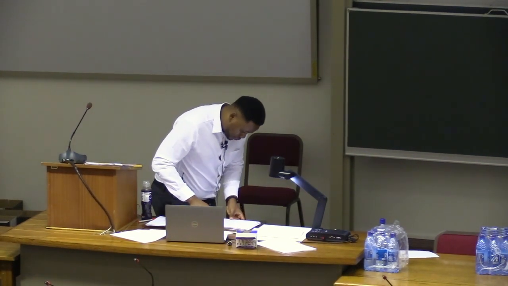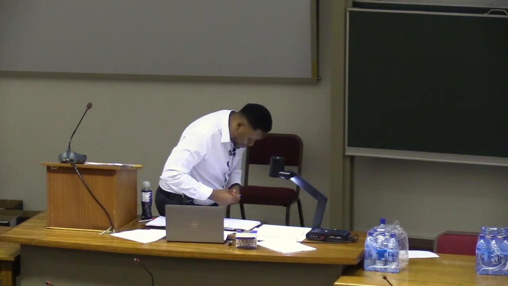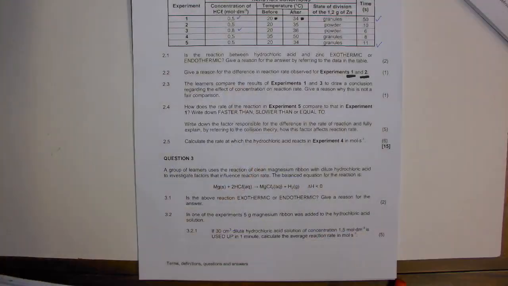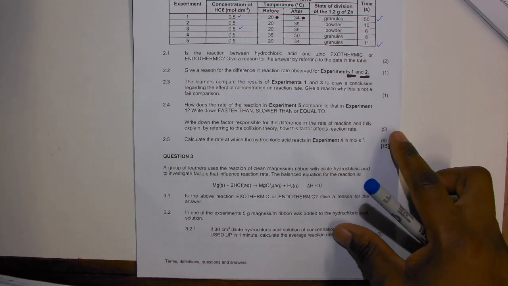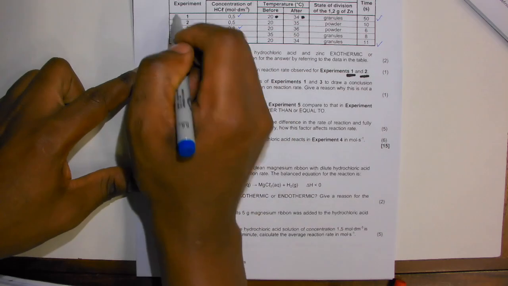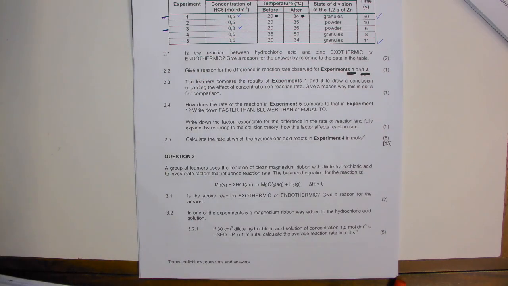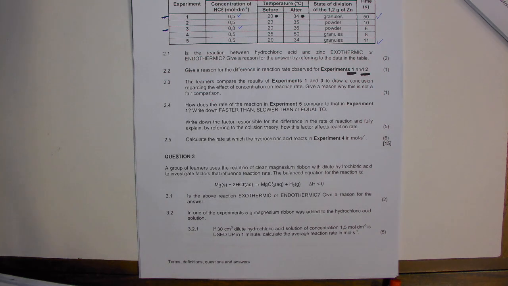So what I want you to do there, they didn't want you to explain, they just said why is there a difference? You say there's a larger surface area in the powdered form over the granular form. Is that okay? So reaction 1 is slower than reaction number 2. The learners compare the results in experiment 1 and 3. Let's look at experiment 1 and 3. Okay, and then the conclusion regarding the effect of the concentration on the reaction rate.